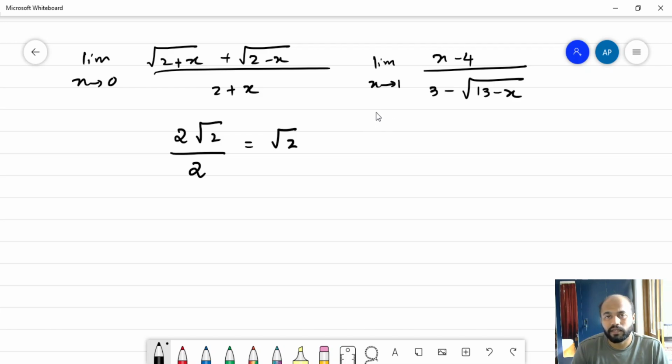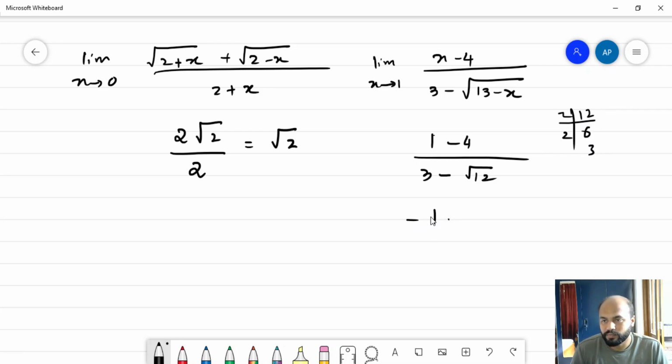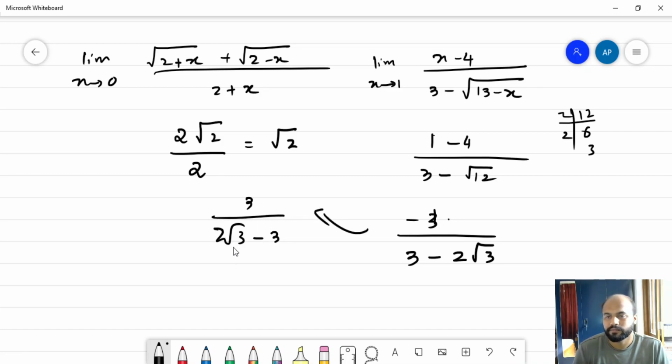Let's see if we get the other one also by direct substitution. If I put x minus 1 over here, then what I'll get is 1 minus 4 by 3 minus root 12. Now root 12 is 2 root 3. So 1 minus 4 is minus 3, and then what we get over here is 3 minus 2 root 3. That's what we get. So what we are going to do is write this as 3 by 2 root 3 minus 3 in this way, and then overcome the minus sign.